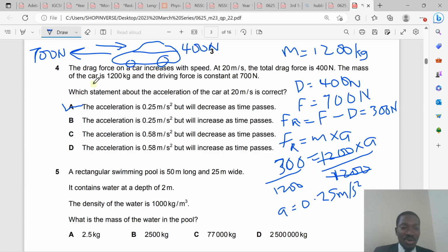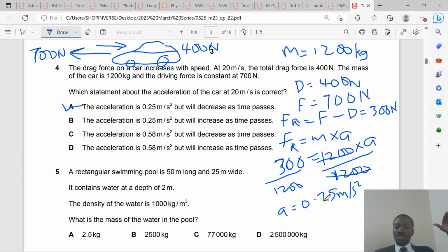Why? Because drag will continue to oppose the motion of the car, and since drag continues to increase, the resultant force will continue to reduce, because you are subtracting drag from the driving force. The driving force is constant, but this drag continues to increase as speed increases. As drag increases, the resultant force will reduce. Let's assume this reduces to 250. By the time you divide 250 by 1,200, you get a value less than 0.25.